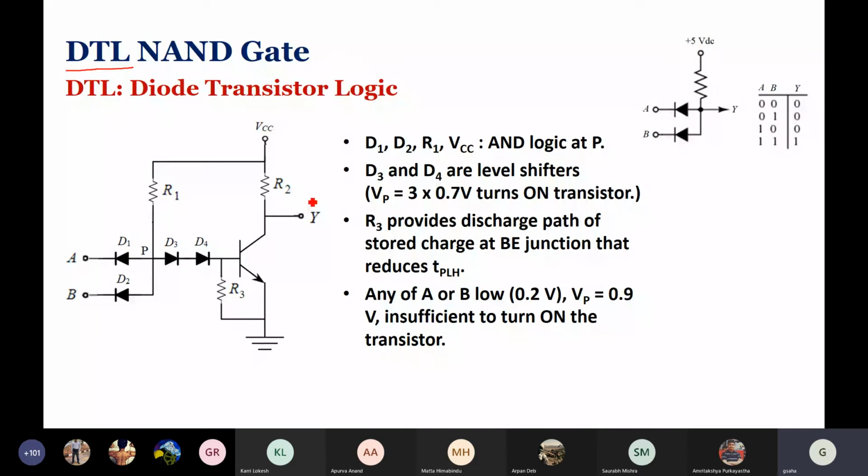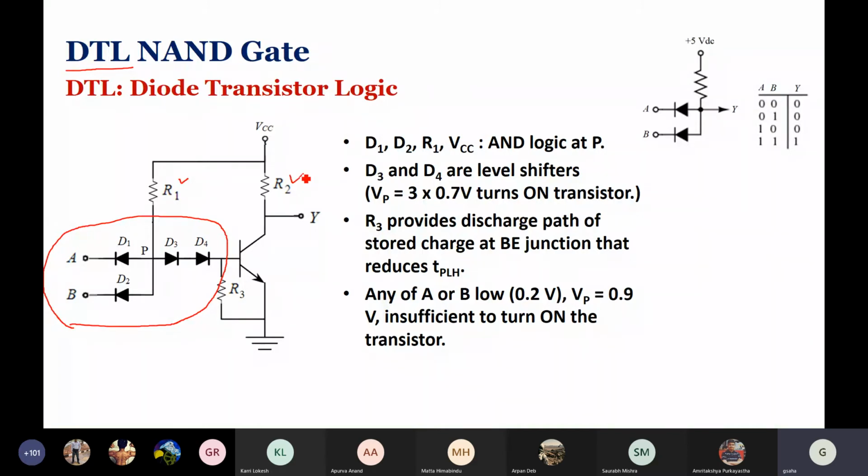In DTL, what you can see is something like this getting added. You don't need to bother much about this R3. It is just to provide a discharge path for stored charge at the B junction, which reduces propagation delay for low to high. When the output goes from low to high, it was deep into saturation when it was low, so there are stored charges that have to be dissipated. This R1 is like your RB, and R2 is like your RC in our previous discussion.